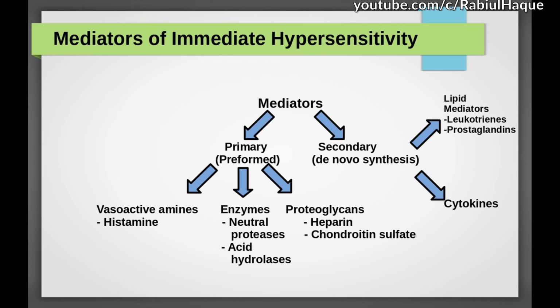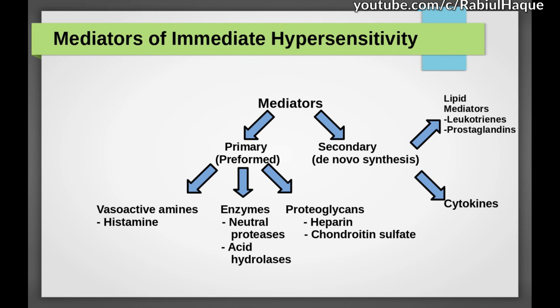Prostaglandin D2, its function is intense bronchospasm and it can also increase mucus secretion. Regarding the cytokines, always remember mast cells are the source of many cytokines, and I have an entire lecture on cytokines. So you can also watch that video after watching this to know more about cytokines.